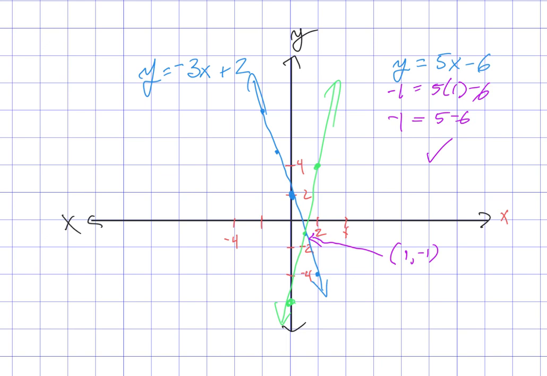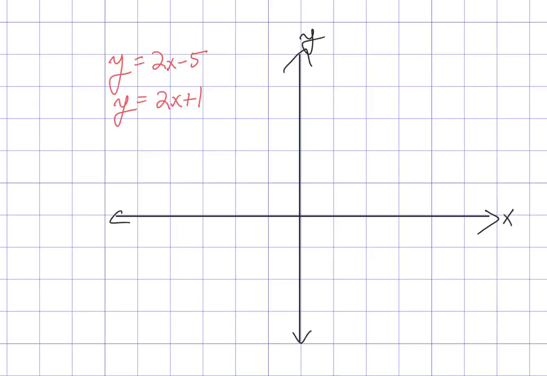For the other one, I put in the y value there, which is -1 equals -3 times the x, which was 1, plus 2. Is -3 plus 2 equal to -1? The answer is yes, so it checks there as well. Go ahead and graph these two. Hit pause, then graph them, and then come back.